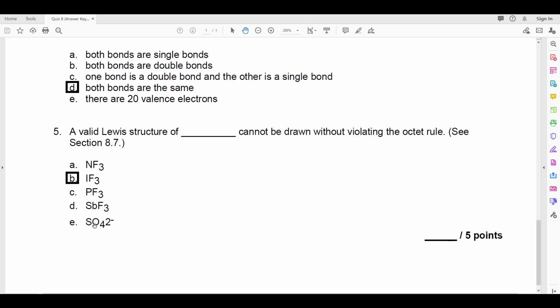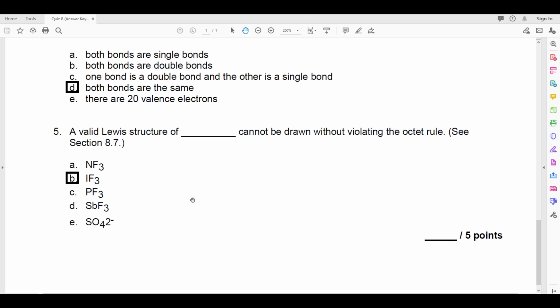And option E we'll battle with here for a second. But one thing you can notice is this kind of question is really one of these is not like the others. That's really what this question is. You'll notice that all of these structures, A, C, and D, look exactly the same except for the first element, be it nitrogen, phosphorus, or antimony.